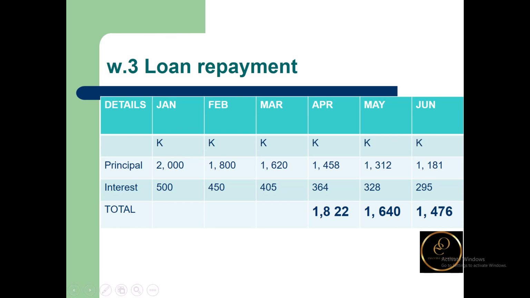Now, because we are looking at a second quarter, it means that we are only worried about April, May, and June. So we want to know how much for these months was payment relating to the loan. So we add the principal and interest. Under April, we are going to have 1,822. Under May, we are going to have 1,640. And in June, we have 1,476. These are the figures which are going to slot into our cash budget template coming from this working.